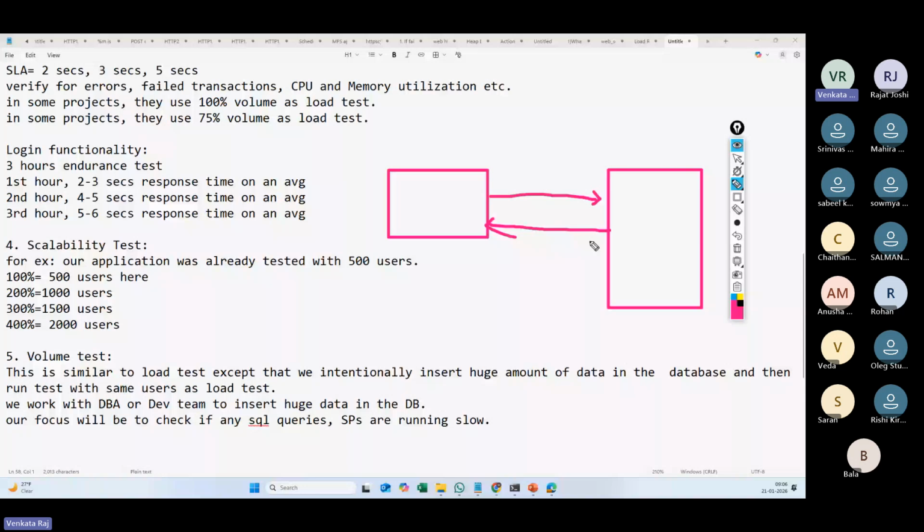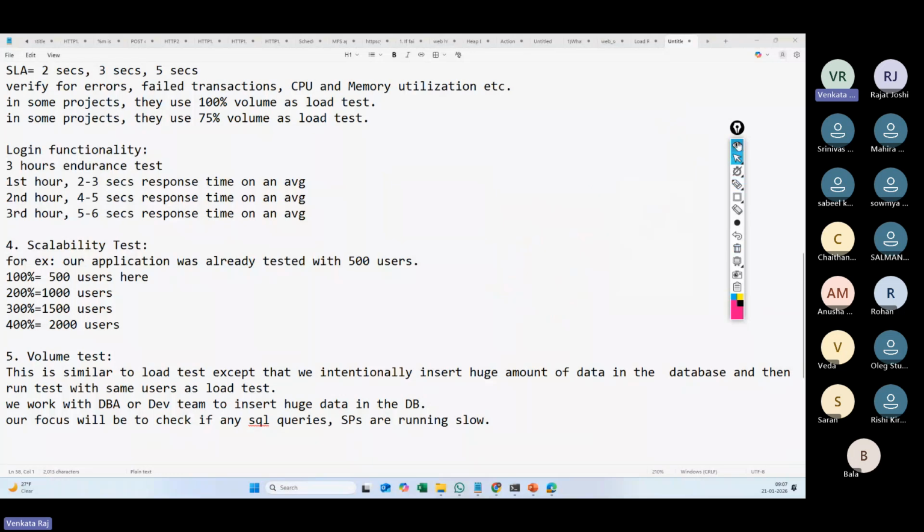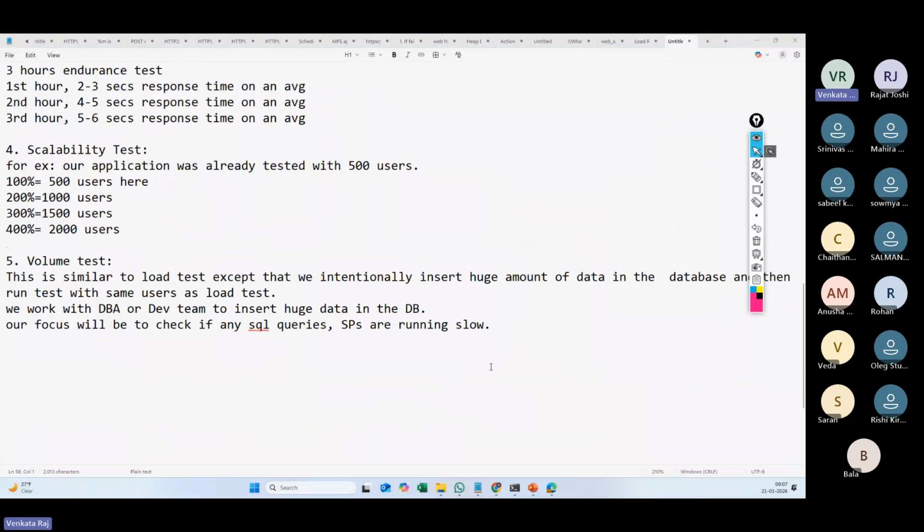If you have only, let's say, 100 records here, generally it takes only 1 second to get the data back. If you have 100,000 records, then let's say it takes 5 seconds, or 10 seconds. So we will focus on checking how much time it takes if you have a huge amount of data in your database. This test we generally don't do every time. Only if the client insists on verifying, then we will do it.